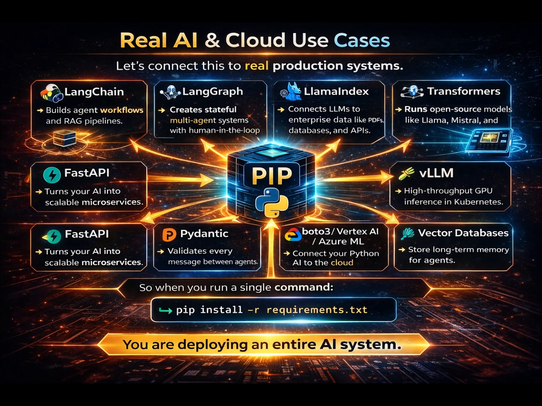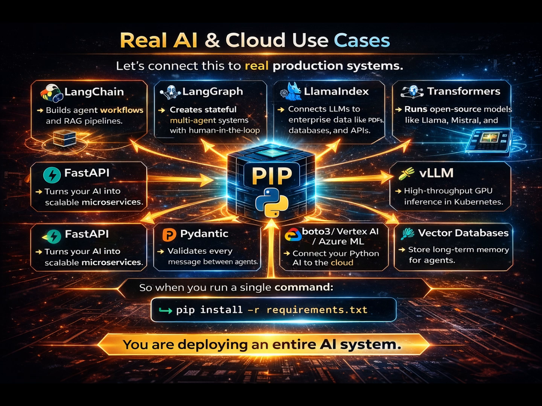Real AI and cloud use cases. Let's connect this to real production systems. LangChain builds agent workflows and RAG pipelines. LangGraph creates stateful multi-agent systems with human in the loop. LlamaIndex connects LLMs to enterprise data like PDFs, databases, and APIs. Transformers runs open-source models like Llama, Mistral, and Phi-3. vLLM provides high-throughput GPU inference in Kubernetes. FastAPI turns your AI into microservices.